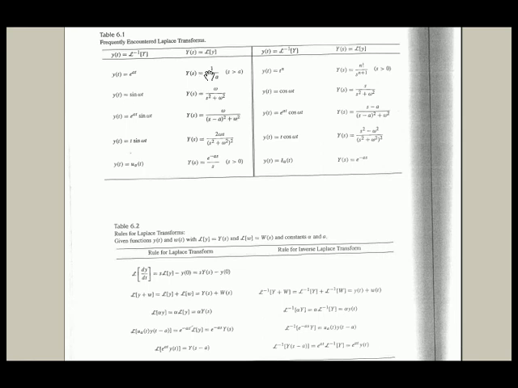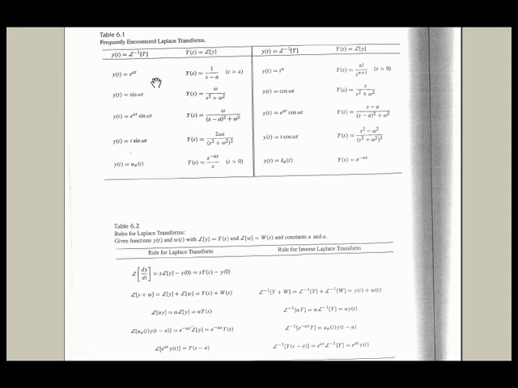Well, in our case, we just had 3 over s plus 4. Take the 3 out, and you have 1 over s minus a with a equals minus 4, and so you just use this backwards and say, well, the inverse transform of 1 over s plus 4 is e to the minus 4t. So that one was pretty straightforward.